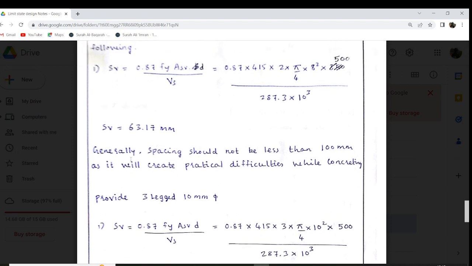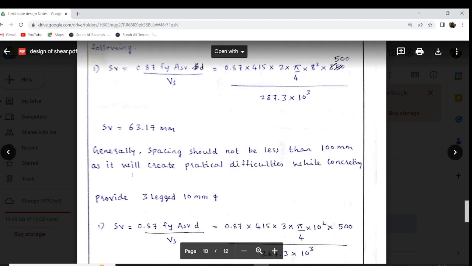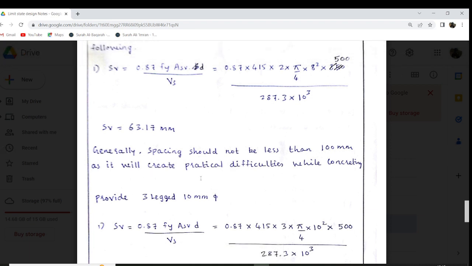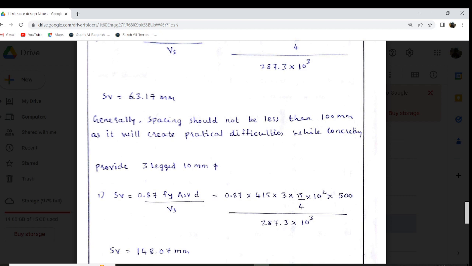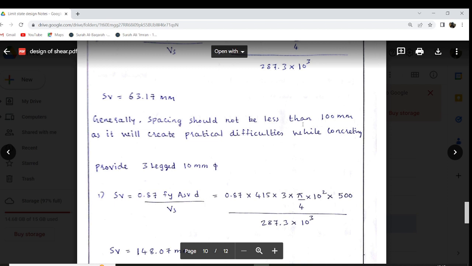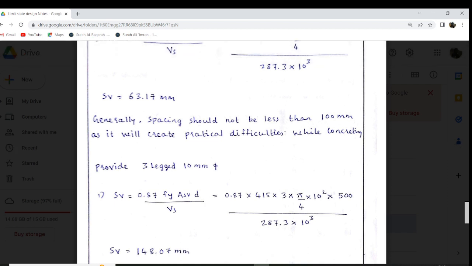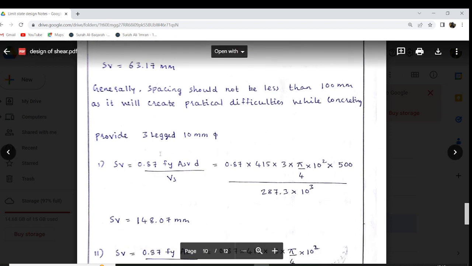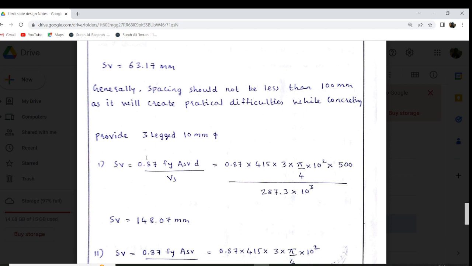Okay, so you see, generally speaking, spacing should not be less than 100 because it will create practical difficulty while concreting. And more than this we cannot provide because this is the required. It should be less than 63. So what we have to do, we have to increase the leg. We have to provide 3 leg of 10 bar.